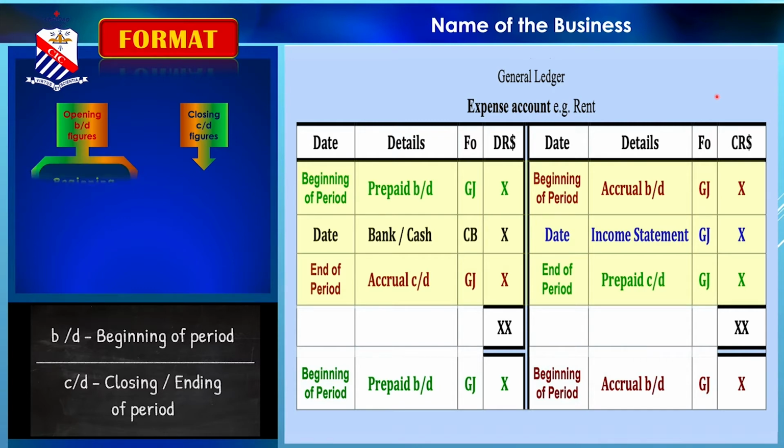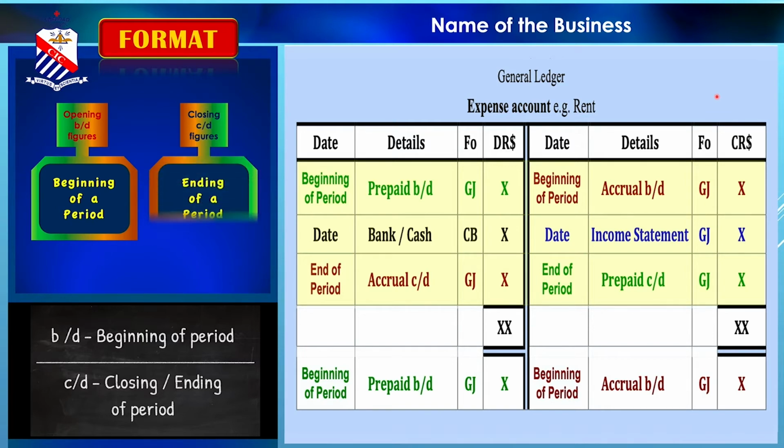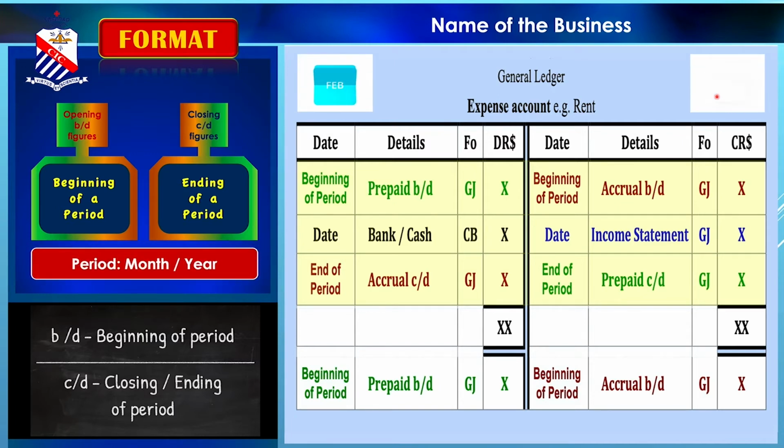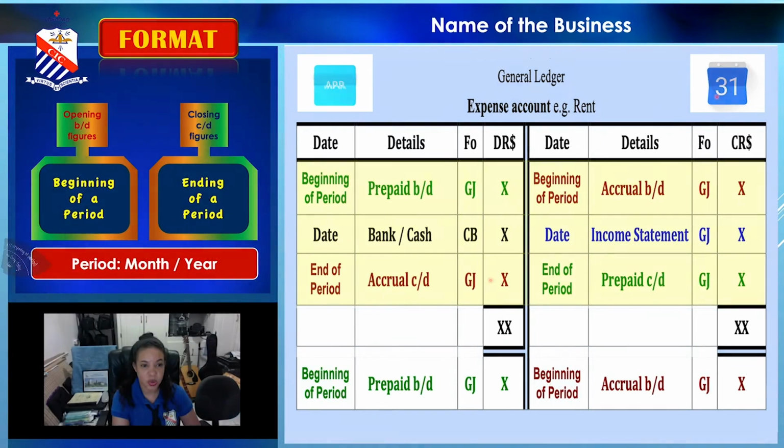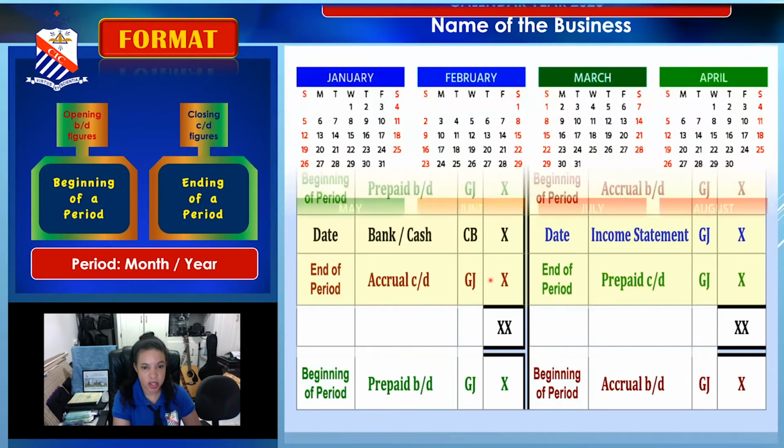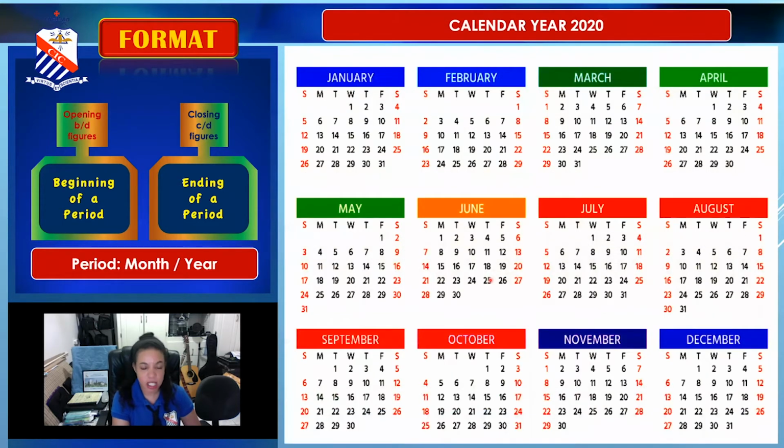And you just always remember your beginning or your opening figures would be the amounts at the beginning of a period, and your closing would be the amounts at the end of the period, whether it is a month or a year. So this is what we're going to go into a little bit, the opening and the closing in terms of your dates. It's very easy when it comes to a calendar year. And in this case, in our example, the year is 2020, calendar meaning it starts from January to December.